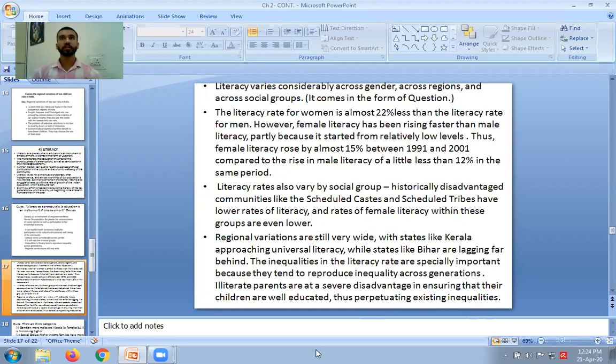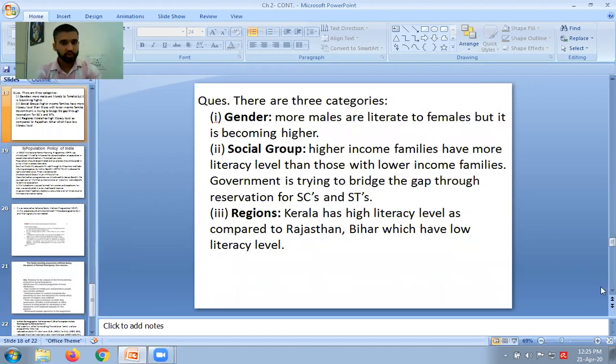Parents should also be literate, because if parents are well educated, they're always going to give better direction to their kids, a good path to lead eventually in their lives. So I'm sure you have understood these two important paragraphs as far as literacy rate is concerned. The question that comes out of this paragraph is that we understood three categories, gender, social group, and regions: how literacy varies in gender, in social group, and in region. I don't think I need to explain this paragraph, because I've already discussed these three categories a lot. So we have ended our first topic, literacy.